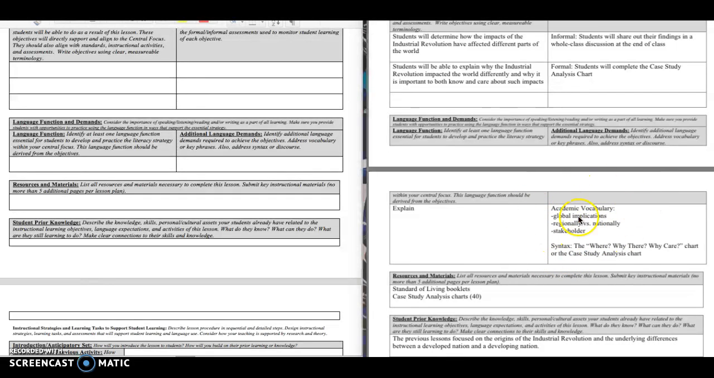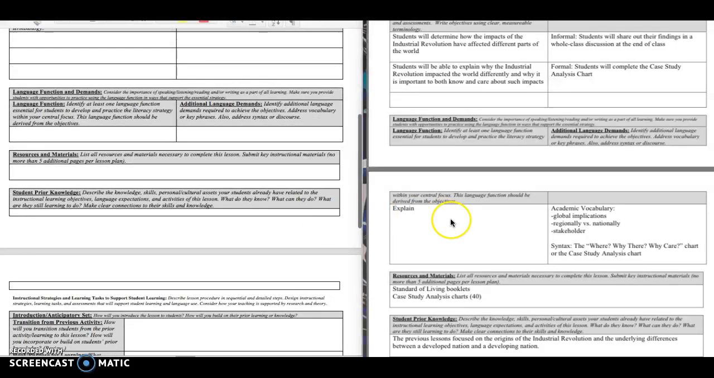So academic vocabulary is the key concepts and words that the students might not know of before the lesson plan, but that she wants them to understand by the end of the lesson plan. So hers is global implications, regionally versus nationally, and stakeholder. And then she also has the syntax here as well. So the where, why there, why care chart, and the case study analysis chart.